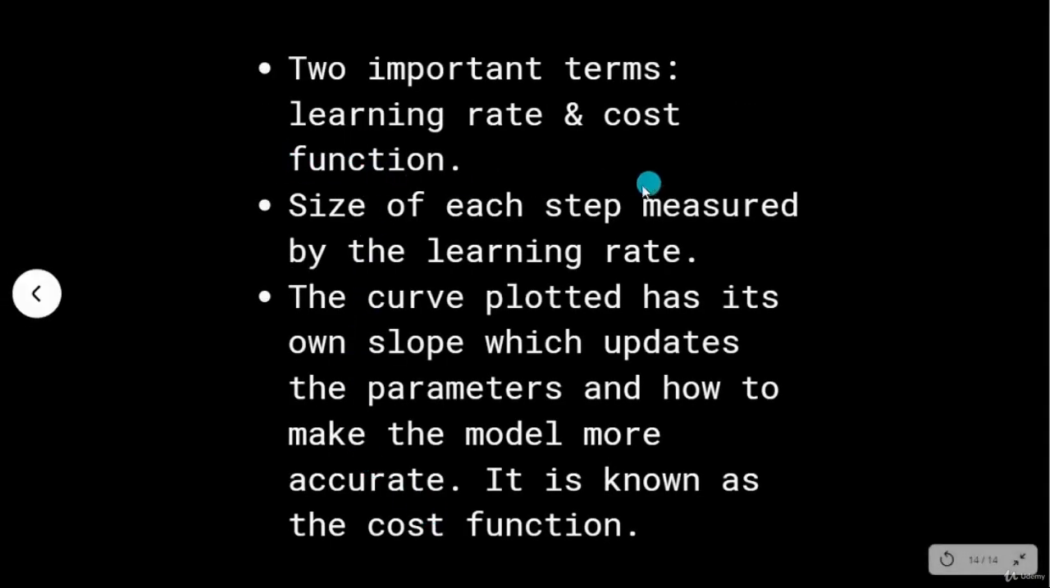There are two important terms in gradient descent. These are the learning rate and cost function. The size of each step that we take in our model is measured by the learning rate. The curve plotted from our model has its own slope, which updates us on the parameters and how to make our model more accurate. This is known as the cost function.